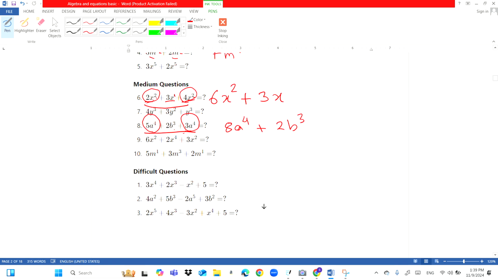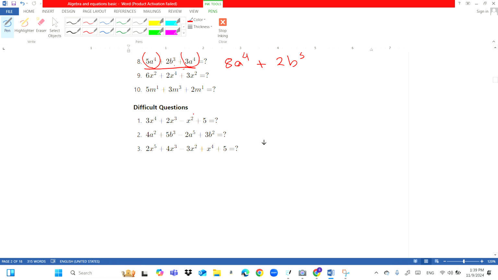Now, let's look at a different question out here. Let's look at this one. What can be done here? Here we have base x and x power 4. We have x cube, and here we have x square, and here we have 5. We do not have any common base and common power, so we cannot do anything. We need to write it as it is, that is 3x square plus 2x cube minus x square plus 5. We cannot do anything here.